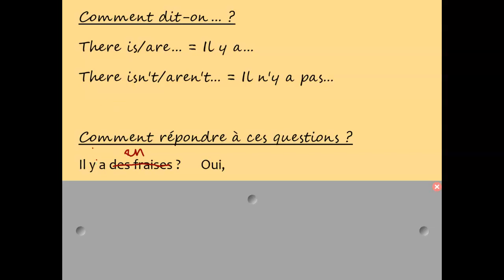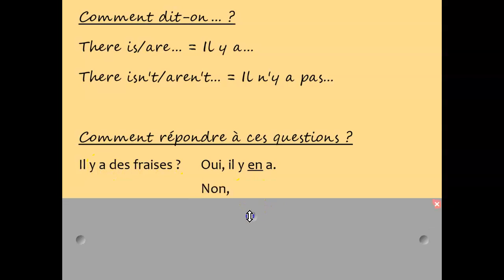So the pronoun en in this answer would be like this. Oui, il y en a. A is a form of the verb avoir. So our en goes before a. Oui, il y en a. Yes, there are some. Okay?